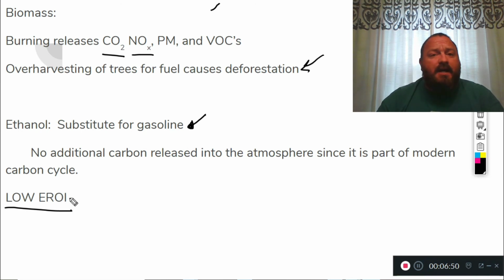Whereas with fossil fuels, they're super energy dense, and it doesn't take a huge quantity of energy to get them out of the ground and refine them. So it's a much higher return on investment. We're having to use a lot of energy to produce the ethanol. So even though it's much more environmentally friendly from a pollution standpoint, from a carbon standpoint, and all those other things, the energy return on investment is so low that it doesn't make it a great alternative fuel source.